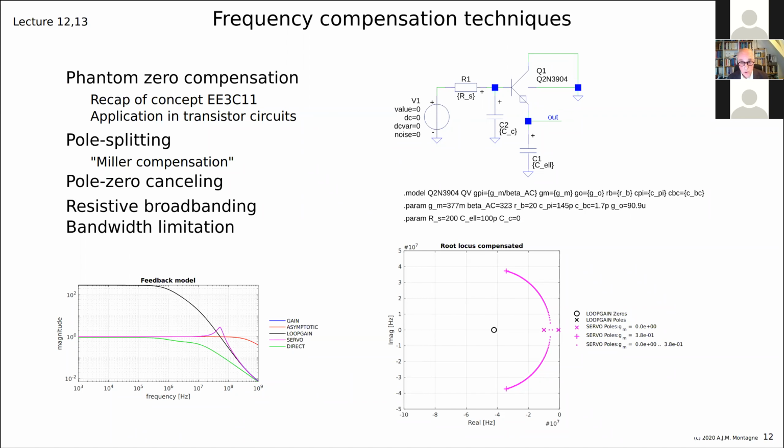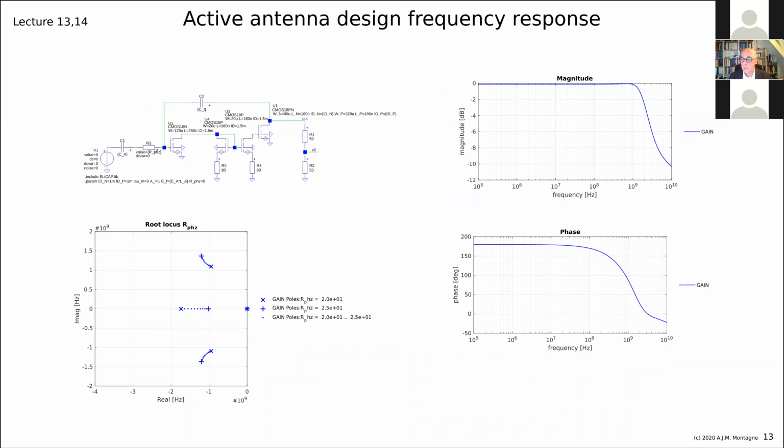But in this course, we will also introduce other compensation techniques: pole splitting, pole zero canceling, resistive broadbanding, and we will also see what happens if you only focus on phase margin, which is common practice. So that is important, because maybe the common practice is not always the good practice. And then, of course, the next step is to apply this in the antenna amplifier. So we are going to compensate the antenna amplifier.